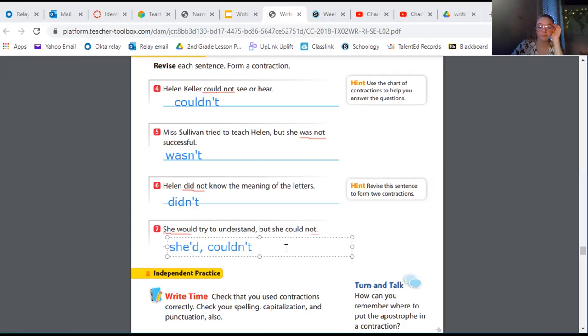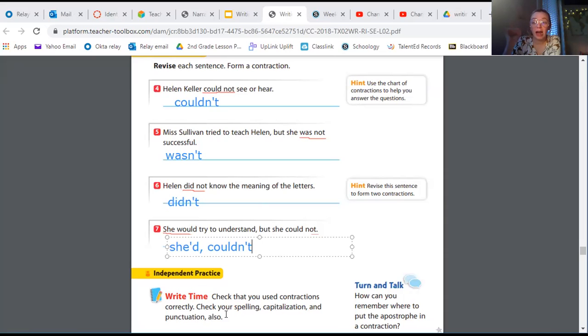Okay, so make sure you have all of this written so I can give you a 100 on your writing for the day. And that's pretty much it. The only thing I'm going to ask you to do is this write time assignment. Check that you used contractions in your paper on page 64 correctly. Check your spelling, capitalization, and punctuation also.